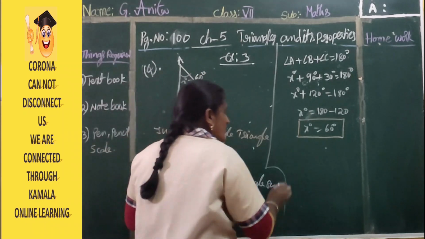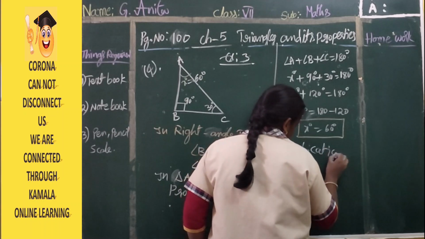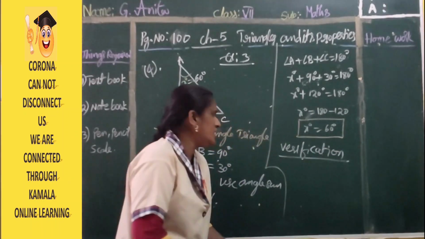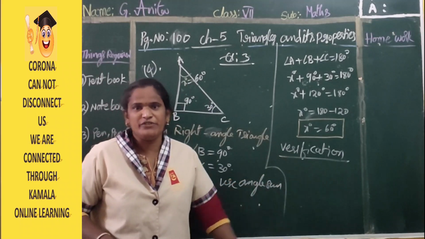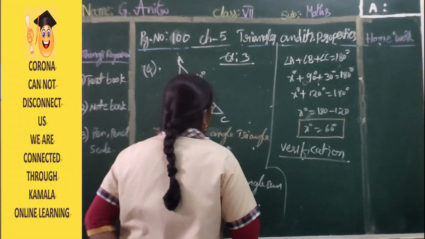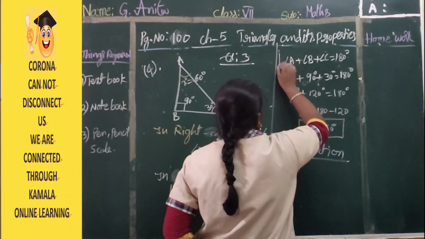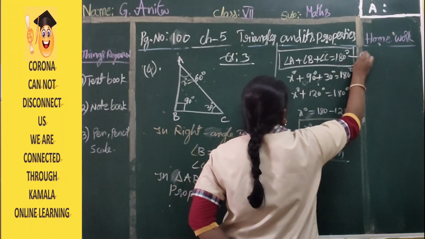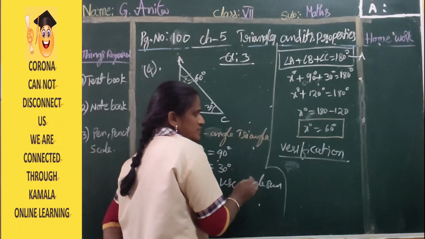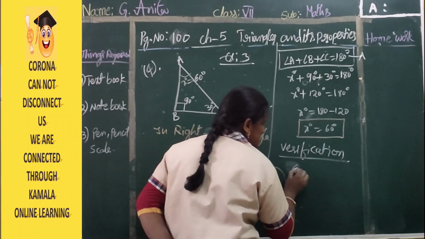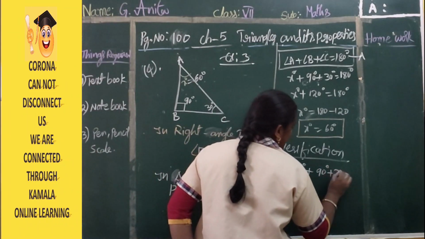Once we get the answer, we verify whether it is correct or not. Verification is most important for each and every problem. Only in verification do we know whether the answer is correct. So what is the verification? Angle A plus angle B plus angle C is equal to 180 degrees. Substitute the values we got: angle A is 60 degrees, angle B is 90, angle C is 30.